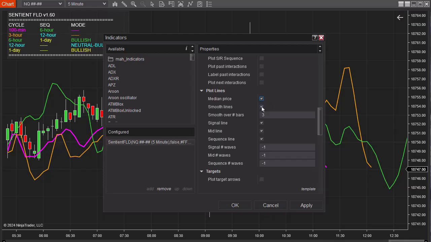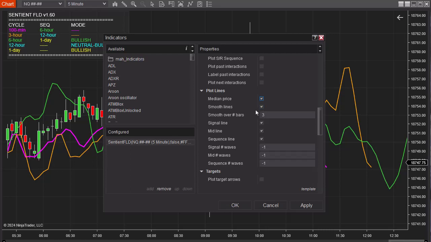The next thing to point out is that the sentient FLD indicator smooths the FLD lines. This is not something that Hurst did, and in fact it is not something that we do on daily charts, because the daily charts work with unsmoothed lines. That is the traditional FLD discovered or defined by Hurst 50 years ago. But on intraday charts particularly, you will find that you need to smooth the lines because the unsmoothed median price can be very erratic because of the volatility that we find on our shorter time frame charts.